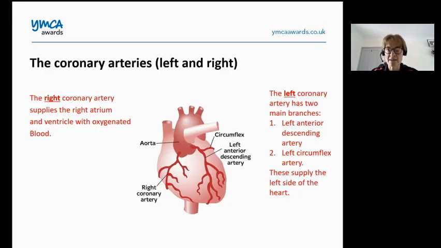The circumflex will supply the posterior part of the left atrium and ventricle, and the left anterior descending supplies the anterior part of the left atrium and ventricle. So there we have it. Those are our coronary arteries.